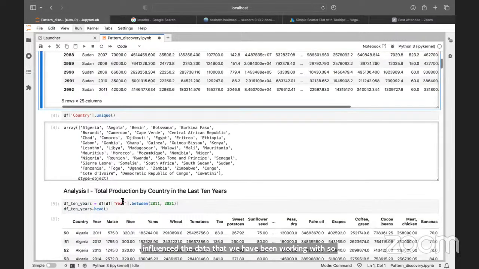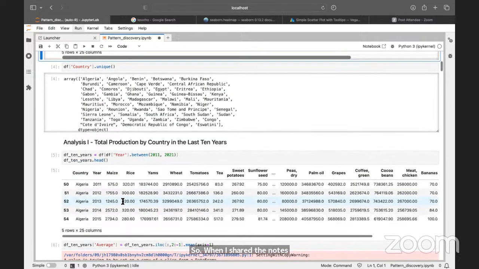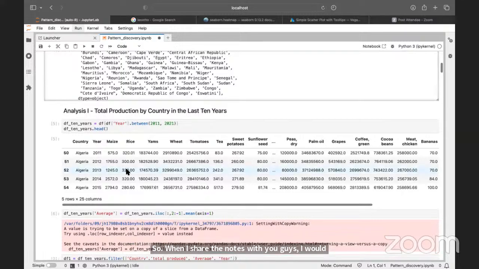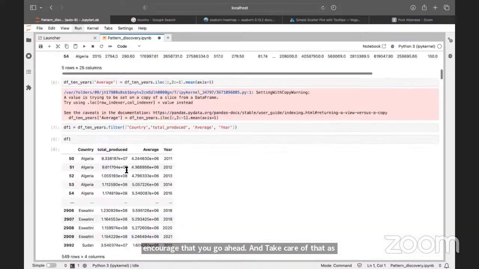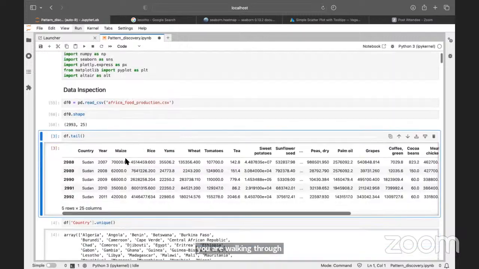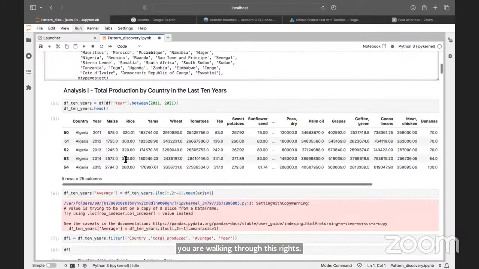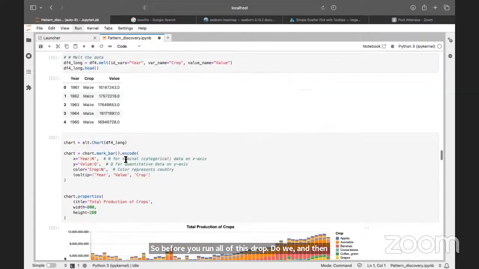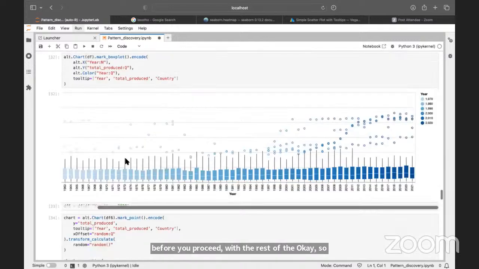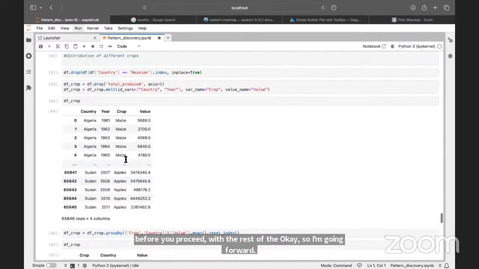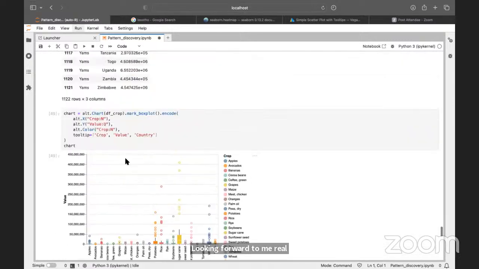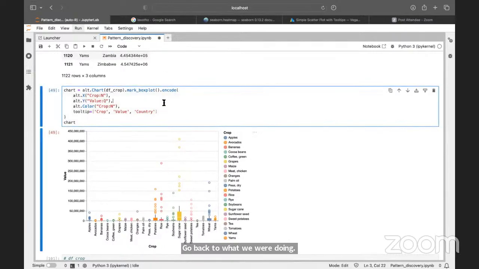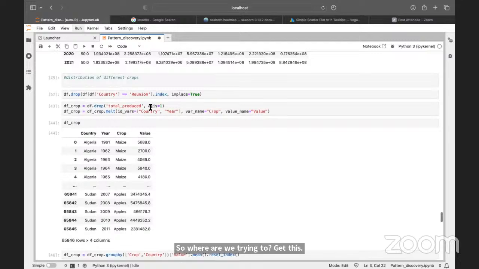So when I share the notebook with you guys, I would encourage that you take care of that as you're working through this, right? So before you run all of this, drop the Reunion column, and then proceed with the rest of the analysis you're doing. Okay, so moving forward, we will go back to what we were doing, where we were trying to get this, but first we'll need to run this.